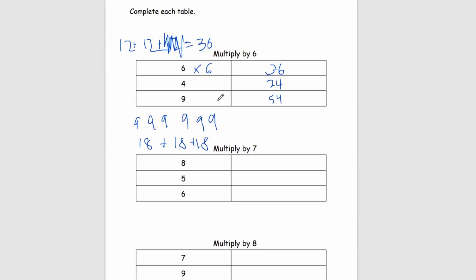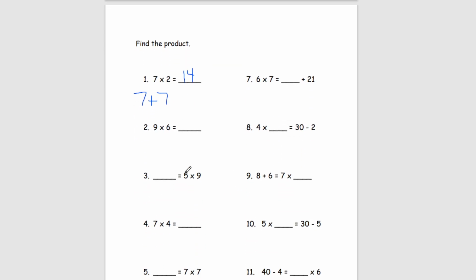As we see already here, 9 times 6 is 9 plus 9 plus 9 plus 9 plus 9 plus 9, which equals 18 plus 18 plus 18. That gets us 54. We would use the same method, but obviously it's easier to just memorize it. Then on to this side, we have 6 times 7 is equal to blank plus 21. To find this one, we'll do 6 sevens. So we have 7 plus 7 plus 7 plus 7 plus 7 plus 7. That gets us 21 on each side. If we add them up, we get 42. So on this side, it's 42.